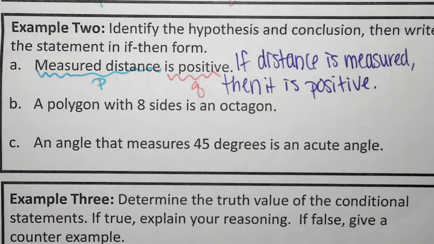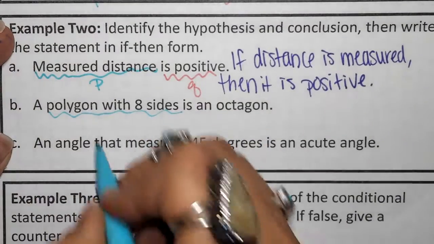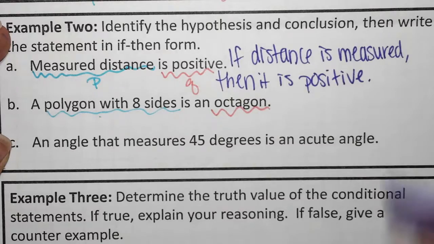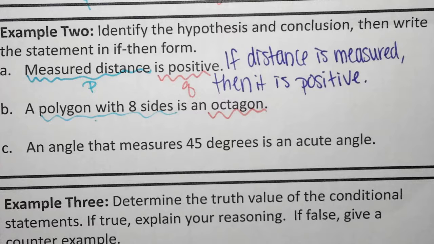Do B without me. Okay, good. We are not friends. Because you're not doing problem B. I don't know what you just said. Cheater, cheater, pumpkin eater.